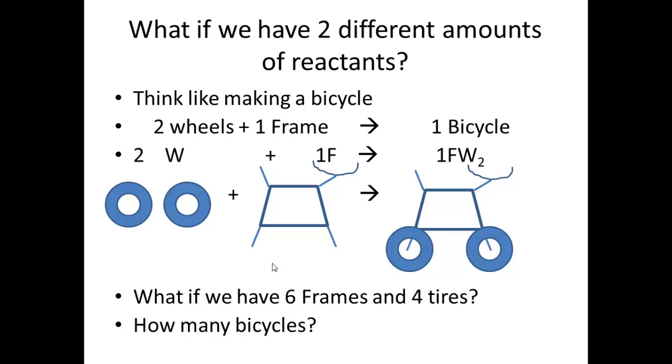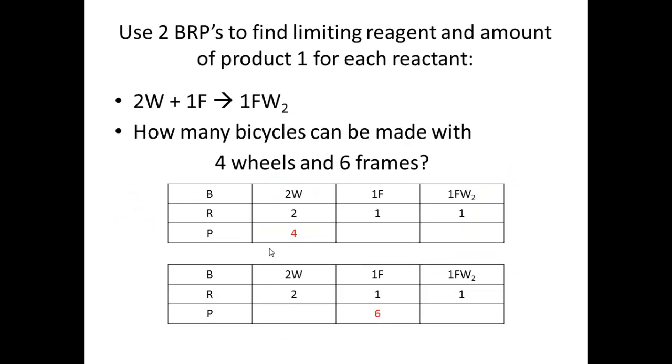What if we have 2 different amounts? What if I'm a bicycle maker and I know that 2 wheels plus 1 frame makes 1 bicycle? The equation for that would be 2W, that's these wheels, plus 1 frame, that's this thing right here, which I drew, makes 1 FW2. And FW2 is a frame with 2 wheels put together. But if I had 6 frames and 4 tires in my bicycle shop, how many bicycles could I make?